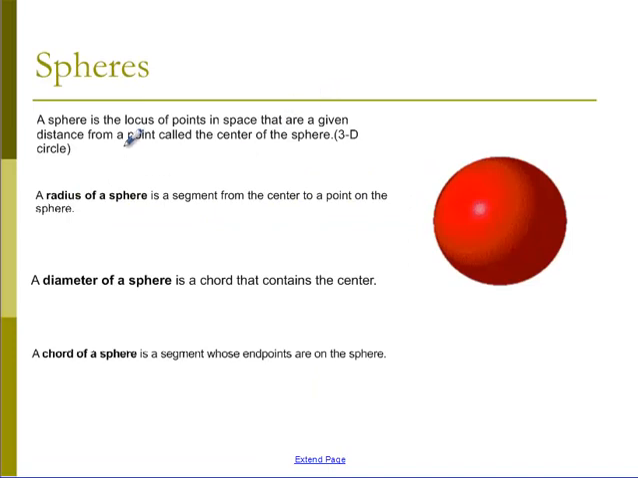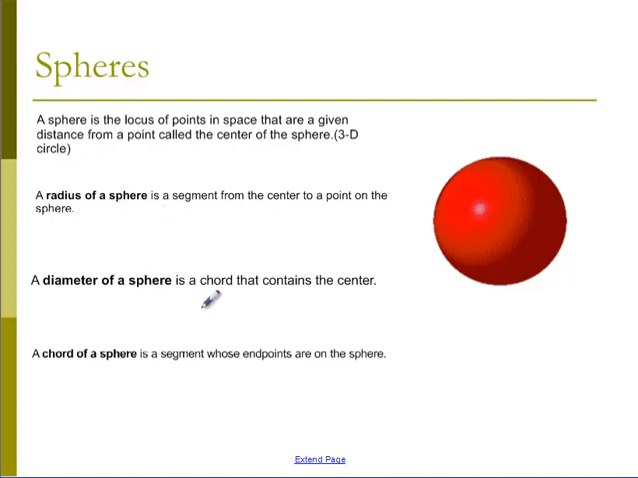So for a sphere, it's a locus of points, a group of points that are a certain distance away from one center. Okay, a circle is a 2D version of a sphere. A sphere is go in every direction the same distance from a center. So there still is a radius. It still is the distance from the surface of the sphere to the center.